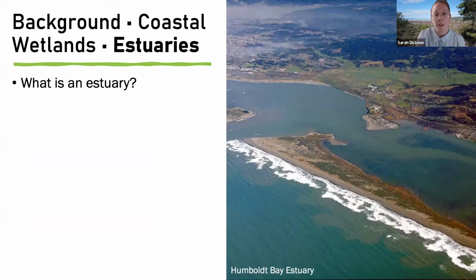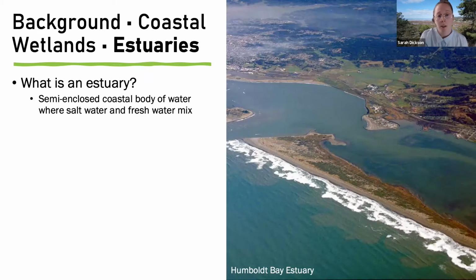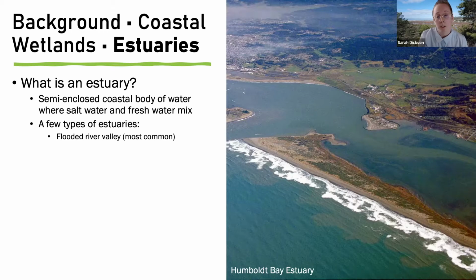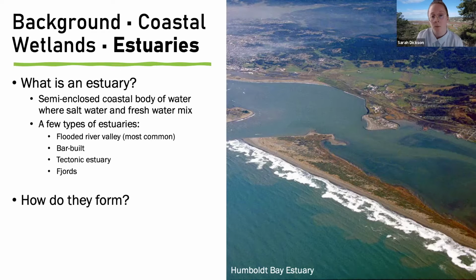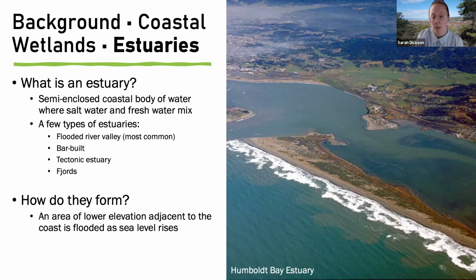So what is an estuary? It is a semi-enclosed coastal body of water where saltwater and freshwater mix. There are a few different types of estuaries. The most common is river flooded valleys, but there are also bar-built, tectonic estuaries, and fjords. All estuaries are formed when an area of lower elevation adjacent to the coast floods as sea level rises. The most modern estuaries formed when sea level rise stabilized following the last ice age at the beginning of the Holocene about 11,000 years ago.